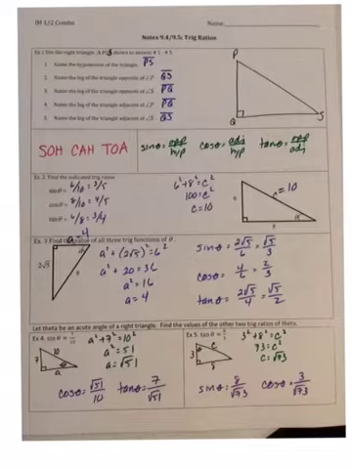So again, sine is opposite over hypotenuse. So 2 root 5 over 6, which reduces to root 5 over 3. Cosine, adjacent over hypotenuse. So 4 over 6, which reduces to 2/3. Tangent is opposite over adjacent. So 2 root 5 over 4, which reduces to root 5 over 2.